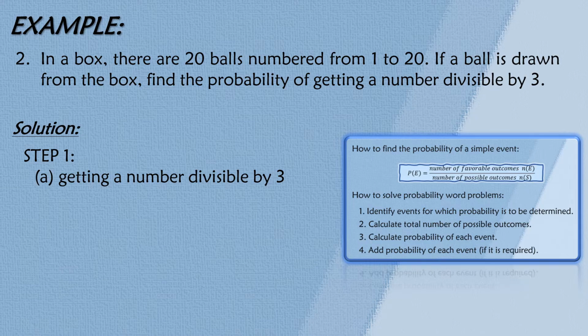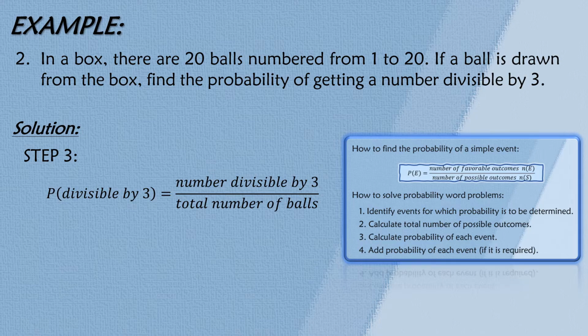Step 2 is to calculate the total number of possible outcomes. So sabi dyan sa problem, there are 20 balls numbered from 1 to 20. So for step 2, ang total number of possible outcomes is 20. Step 3, calculate probability of each event. So, gamitin natin yung formula na probability of getting a ball, which is divisible by 3, equals number divisible by 3 over the total number of balls.